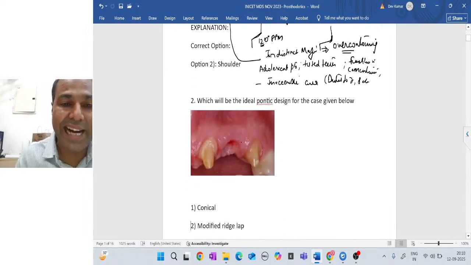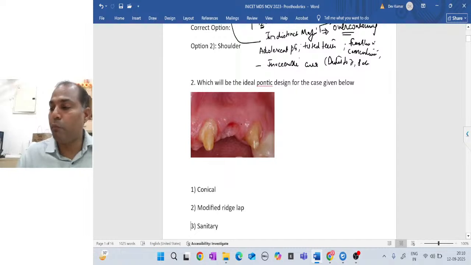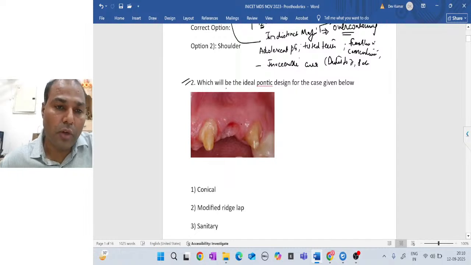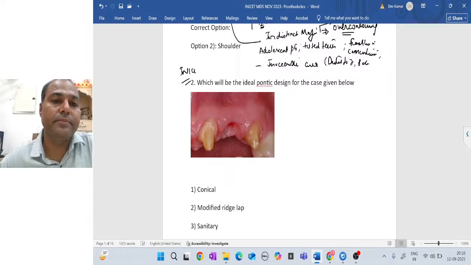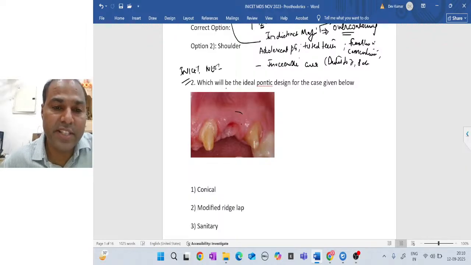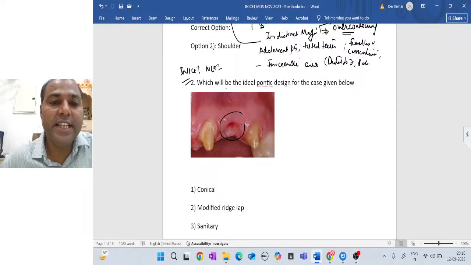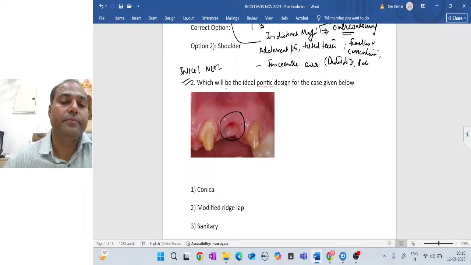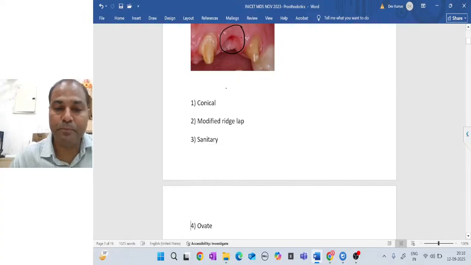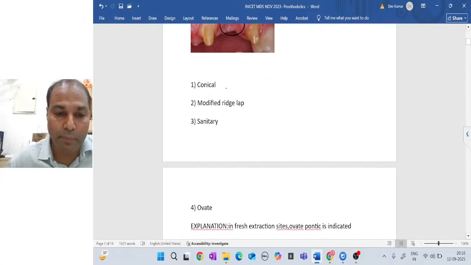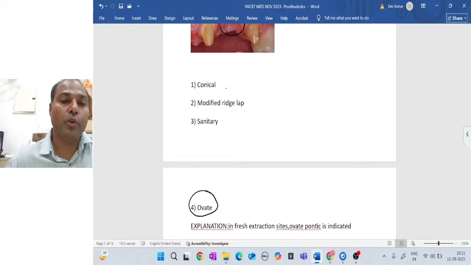What will be the ideal pontic design? Very important question. Many times INICET and NEET have asked this question. Now we see a healing socket over here. So whenever you are seeing a healing socket, the best answer is your ovate pontic. Ovate pontic. Okay, I'll show you the pics.